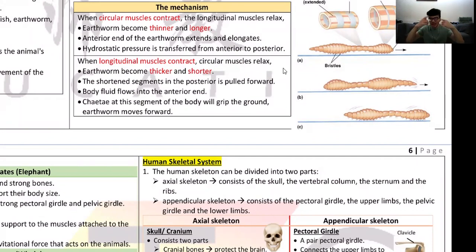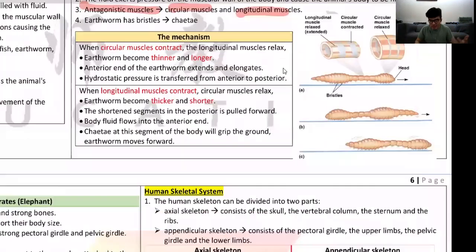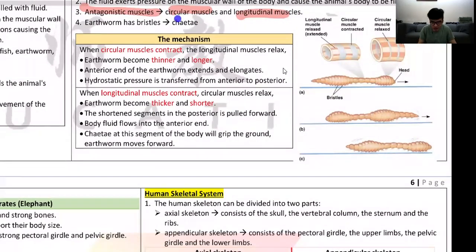Students might get confused. Sir, which one is circular again? Which one is longitudinal again? Very easy. Circular is circular, it goes in a circle around the balloon. So when the circles tighten, you're like squeezing the balloon longer. Longitudinal, that's the long muscle, like along the balloon. When the balloon contracts, your balloon becomes shorter. That's as easy as it gets. All right, so that's the worm.